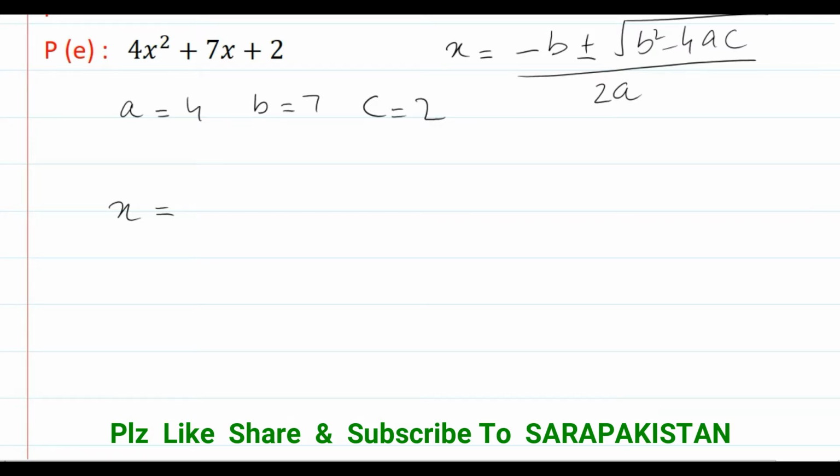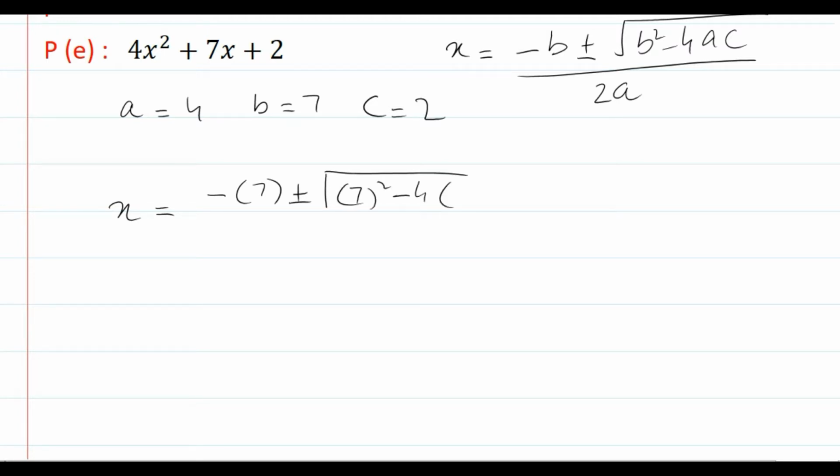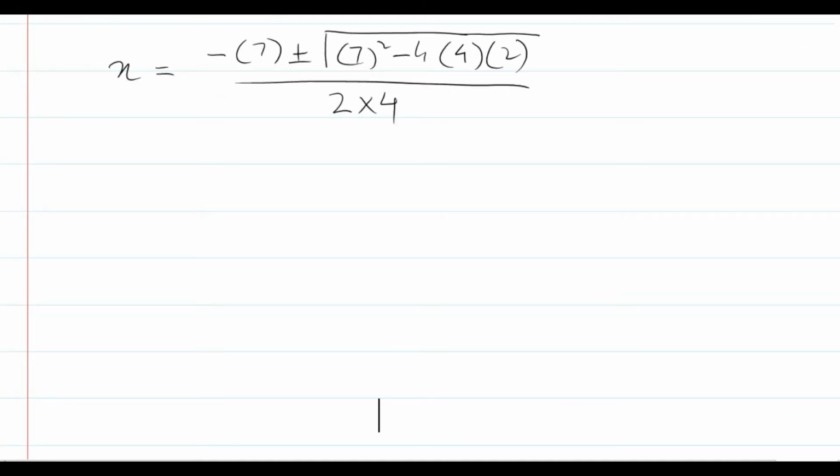Minus b is minus 7, plus minus under root b square means 7 square, minus 4 times a, which is 4, times c, which is 2, whole over 2 times a, and a is 4. Now you have to simplify.